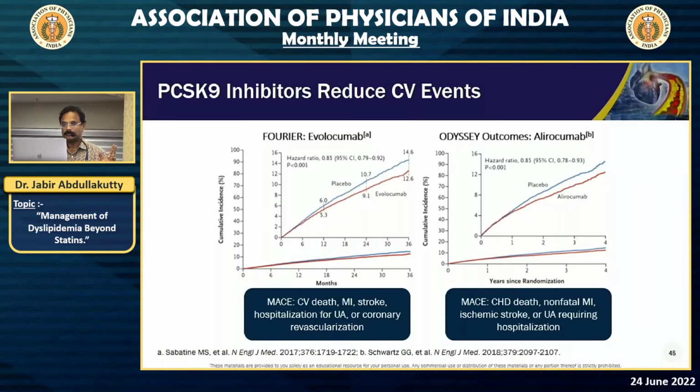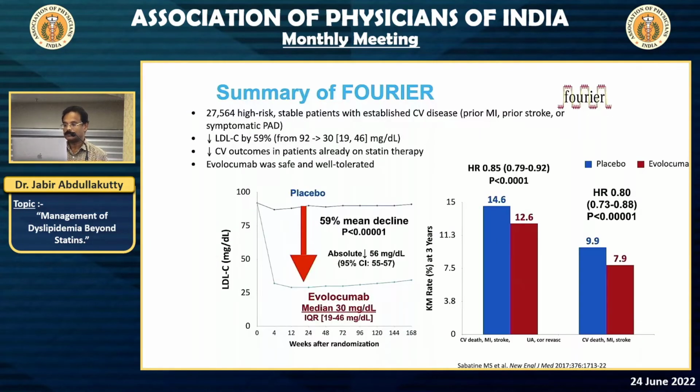We have data from two studies, the FOURIER and the ODYSSEY Outcomes. Both have shown a reduction in the outcome in terms of a combined endpoint of cardiovascular death, MI, stroke, hospitalization for unstable angina or coronary revascularization. FOURIER included all types of atherosclerotic cardiovascular disease. ODYSSEY was following an ACS, one month after ACS.